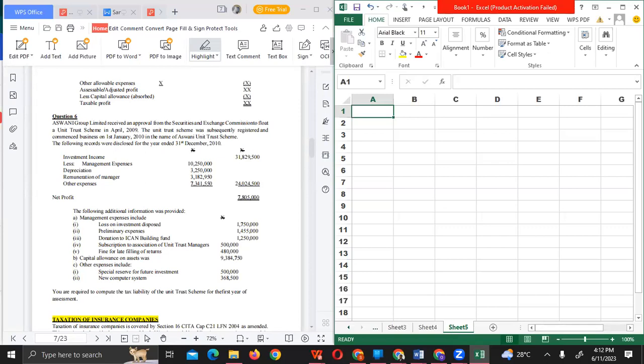Aswani Group Limited received an approval from the Security and Exchange Commission to float the unit trust scheme in April 2009. The unit trust scheme was subsequently registered and commenced business on 1st of January 2010 in the name of Aswani Unit Trust Limited. The following records were disclosed for the year ended 4th December 2010, as stated. We are required to compute the tax liability for the trust scheme. Okay. So we have Aswani Group.